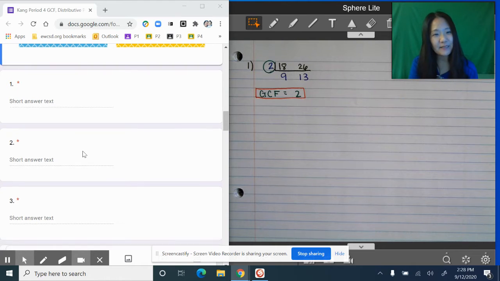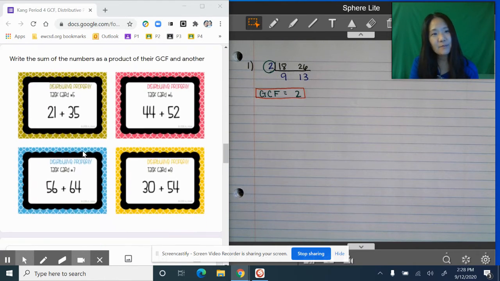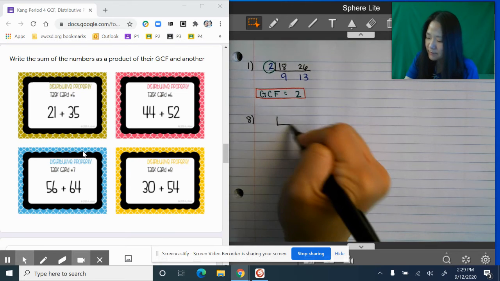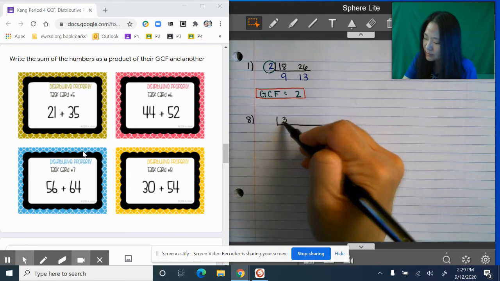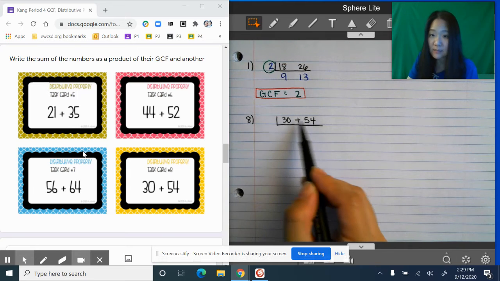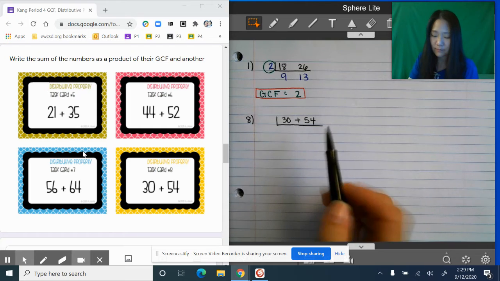Now I'm going to go down, and this time I'm going to do a problem that says write the sum of the numbers as a product of their GCF and another sum. The one I would like us to do together is number 8. So skipping a couple lines, I'm going to write 8, and inside my ladder, this time I'm going to write 30 plus 54. You're going to write this sum as a product of the GCF and another sum.